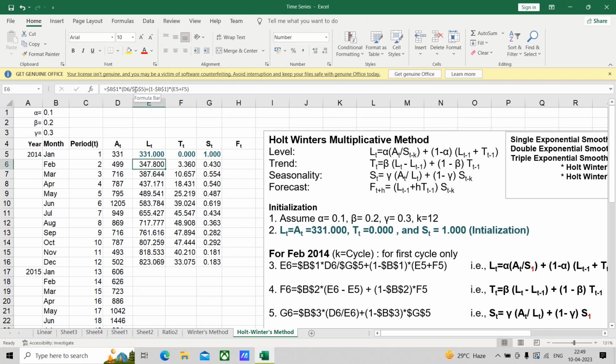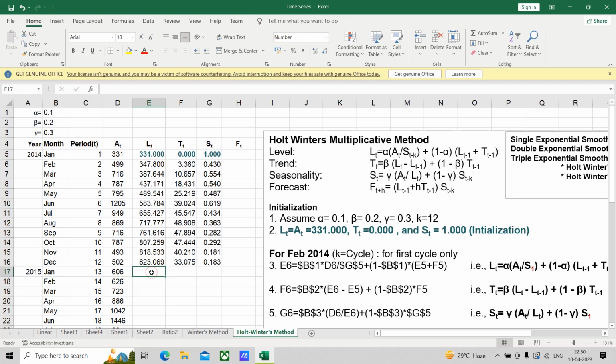In this formula, this G5 is S1, and to make it fixed, we show it in absolute addressing mode. So I have pressed the F4 function key. Similarly, in the third formula, seasonality, ST minus K is not available, so we fix S1 for the first 12 periods. After that, we will apply this formula.